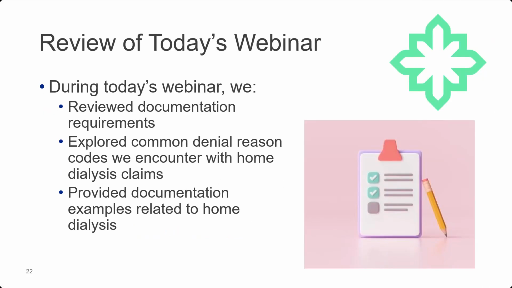Home dialysis is a key part of managing end-stage renal disease. CPT code 90966 covers the physician's monthly oversight of these at-home treatments. Providers must maintain comprehensive documentation, accurate billing, and follow established guidelines to ensure claims reflect both high-quality care and payer compliance. So as a recap, during today's webinar, we reviewed documentation requirements, explored common denial reason codes we encounter with home dialysis claims, and provided documentation examples related to home dialysis.